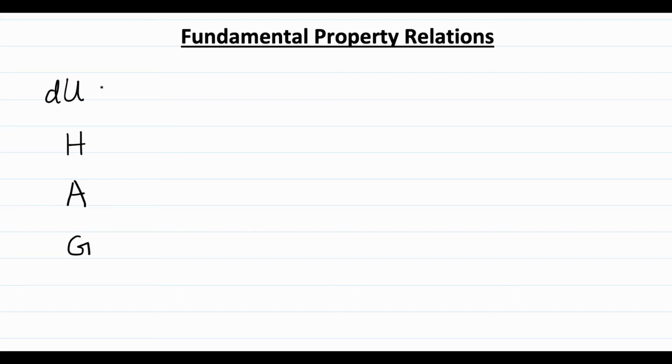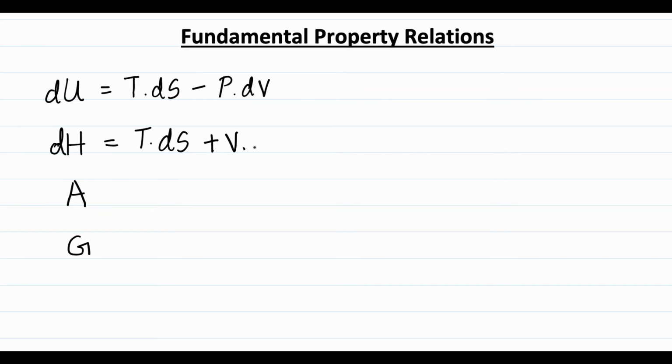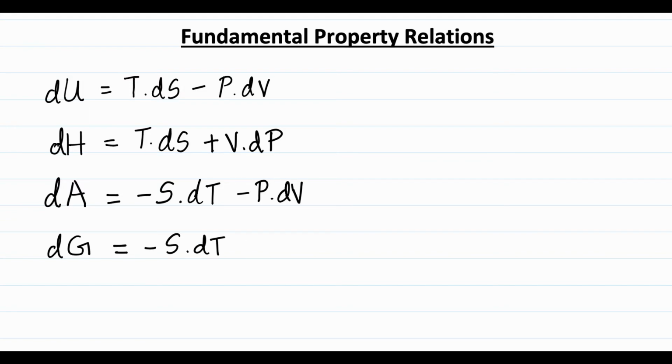So for internal energy, it is going to be dU is equal to TdS minus PdV. For enthalpy, it is dH equal to TdS plus VdP. For Helmholtz free energy, it is dA is equal to minus SdT minus PdV. For Gibbs free energy, it is dG is equal to minus SdT plus VdP.